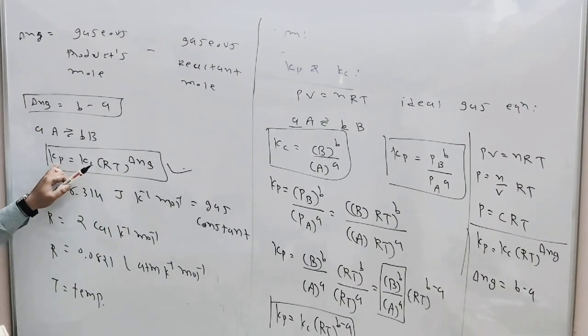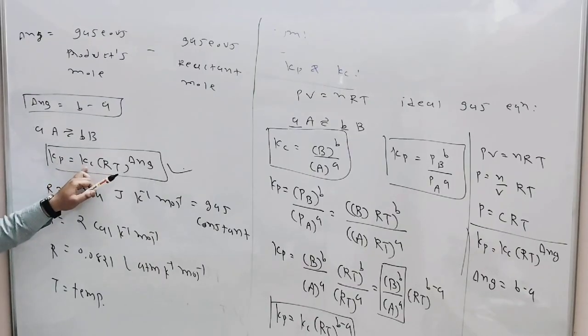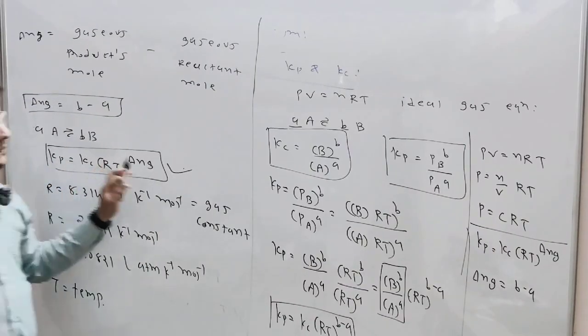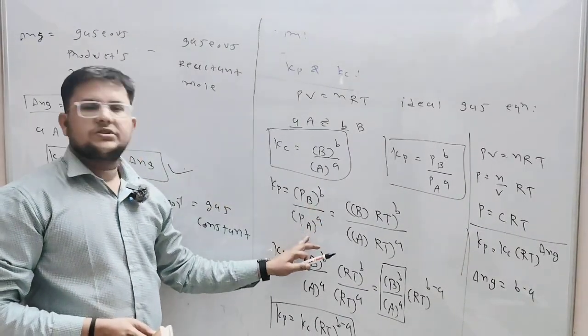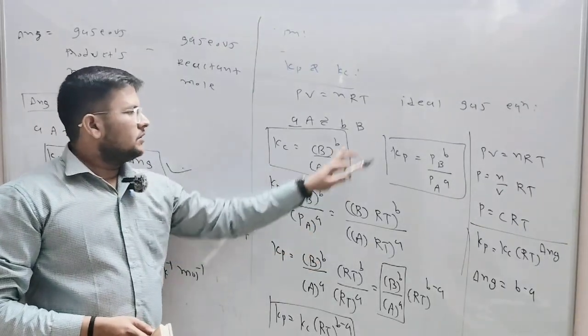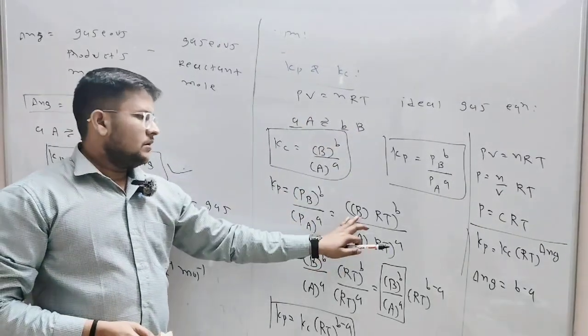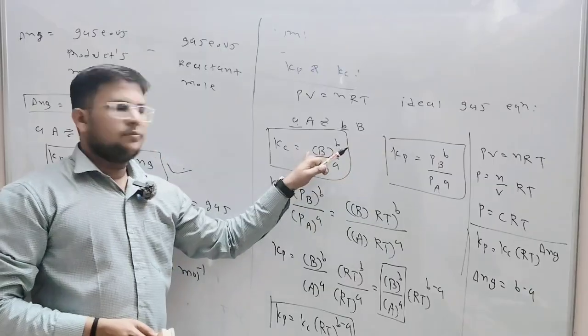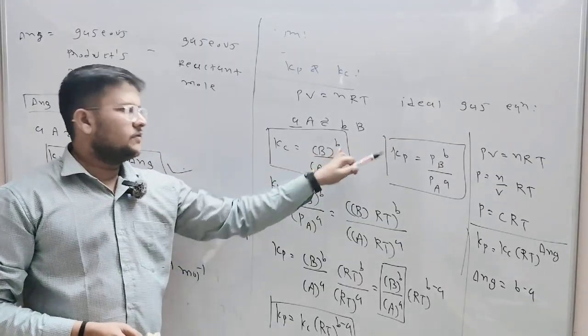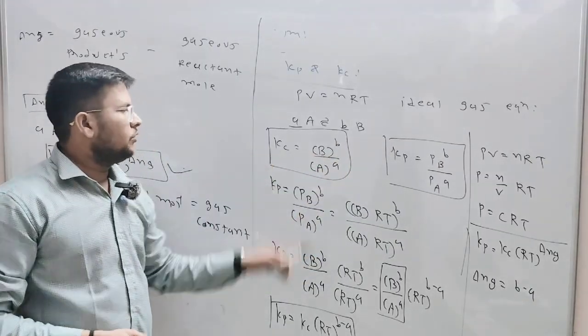What is Kp? Kp is an equilibrium constant. Kc is also an equilibrium constant. Kp is the pressure of product over pressure of reactant raised to their moles. Kc is the concentration of product over concentration of reactant, raised to whatever their stoichiometry is. Yes, you can say mole.